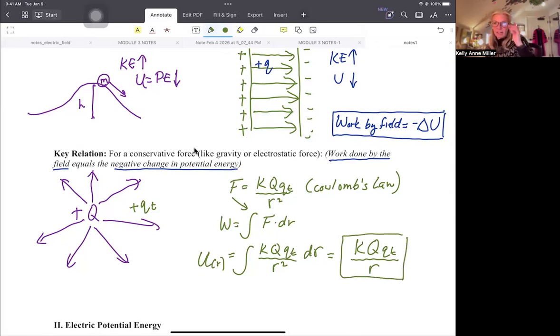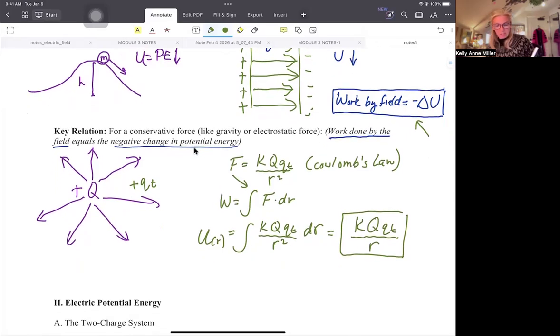Okay, so how would I calculate the work? Well, it's the same thing as in mechanics. It's just this formula, right? So work is just going to be equal to the negative of that change in U. Okay, so these are the two important things to take away from this.